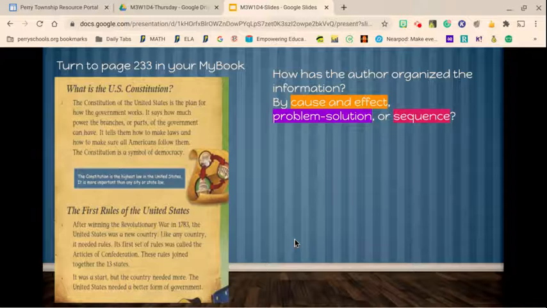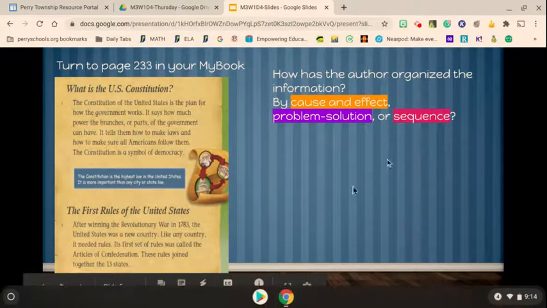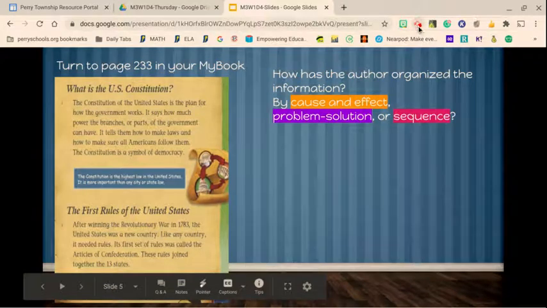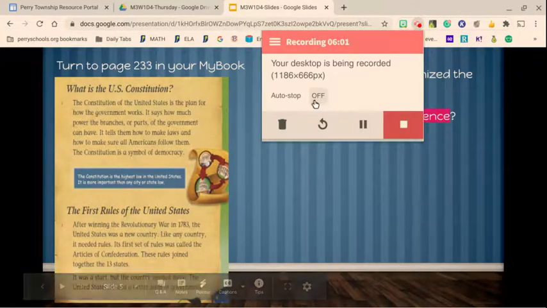So after reading this, I'm trying to figure out how the author organized this information. And I'm asking myself, did they organize it by cause and effect? Something happened, and then because of that, something else happened? Was there a problem and a solution? Or was it sequence? So one of the things that I noticed is that I saw a couple transition words.